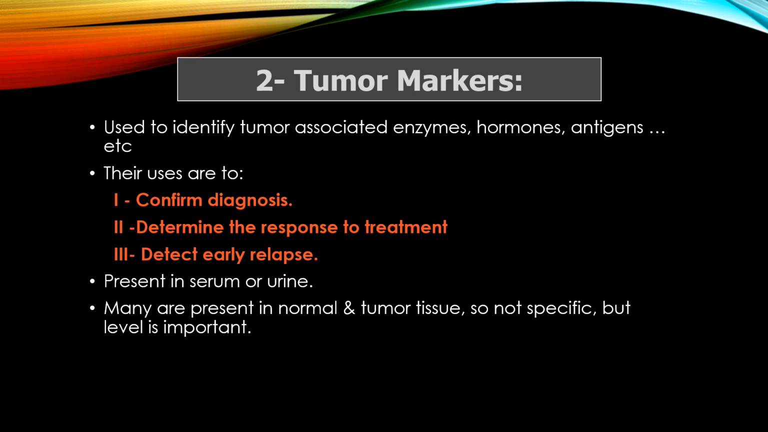So if the patient does not have, let's say, a mass or relapse on the radiology, and you ask for a tumor marker, and the tumor marker is starting to elevate again, then you think of relapse. Usually those tumor markers are seen in the serum or in the urine, and many of them are present in normal and in tumor tissue. And as we said, it's the level of that tumor marker that matters. If it's highly increased, this means that we have something abnormal. They are not so specific, but the level is important. The level of the tumor markers is important.